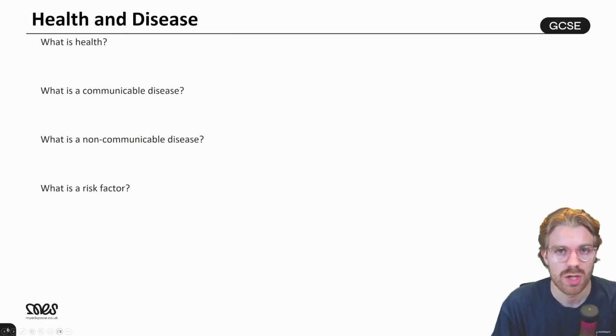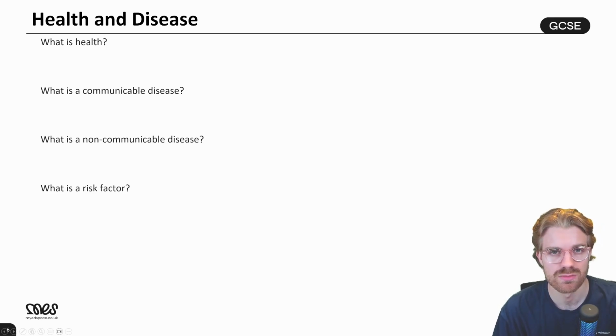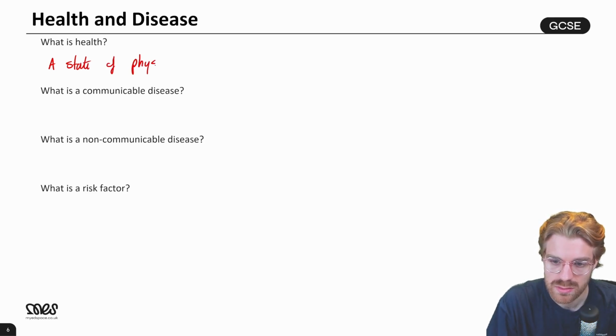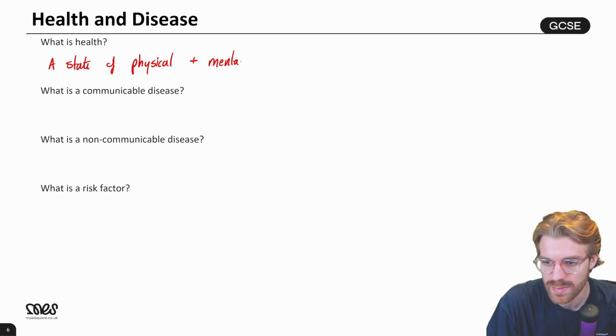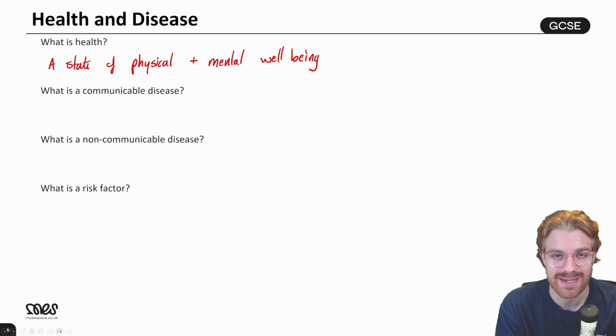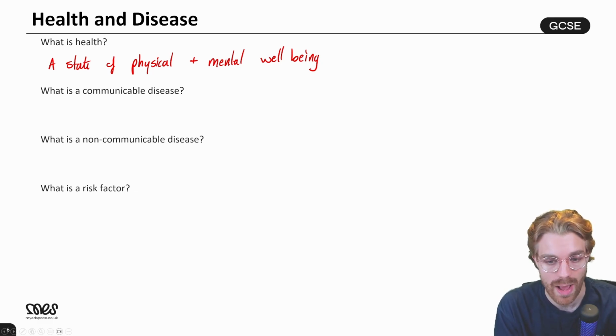So in this module, alongside the cardiovascular system and the respiratory system, we also need to have a look at some non-communicable diseases and health. So what do we mean by health? Health is a state of physical and mental well-being. It's about how these two interact together in order to leave somebody feeling well.